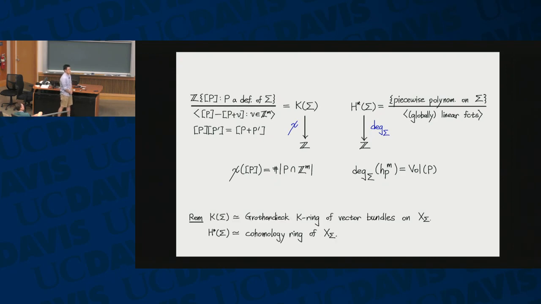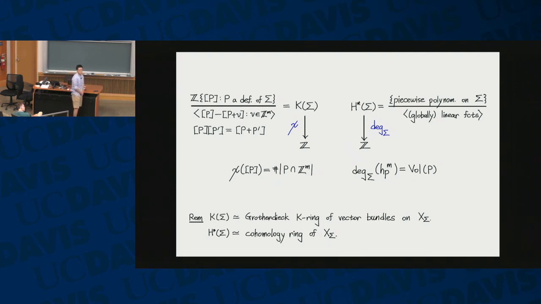And if you are a toric geometry lover, you would recognize that this K ring is exactly as it says, the Grothendieck ring of vector bundles on the toric variety of the fan sigma. And H, as the notation says, is the cohomology ring of the toric variety.